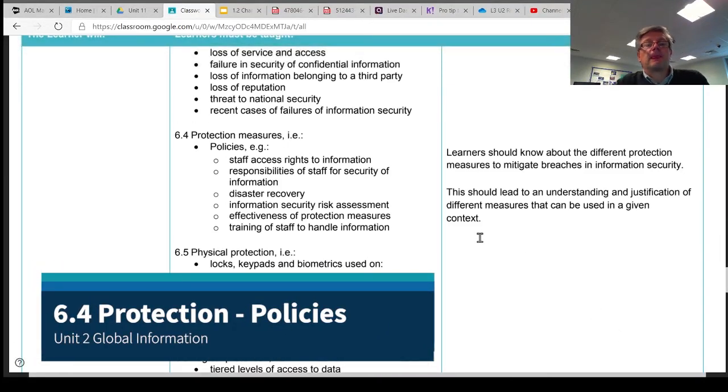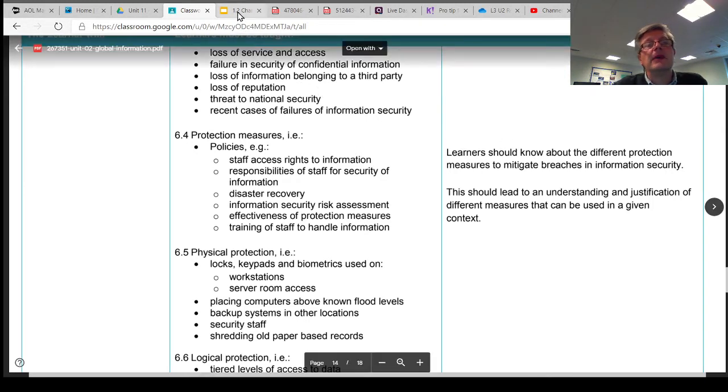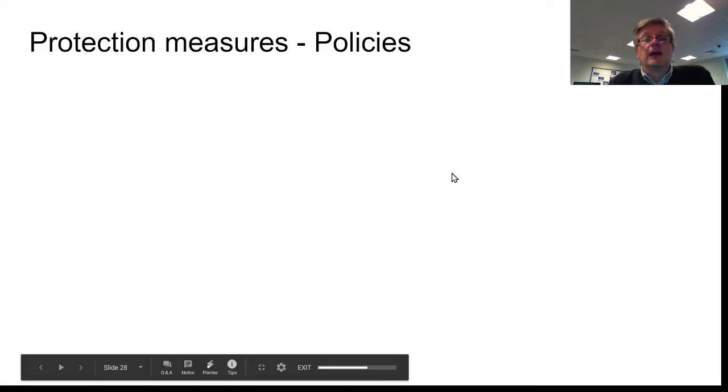So 6.4 and 6.5 and 6.6 all look at the different ways organizations can protect themselves so that the risks are mitigated and the impacts are hopefully, if not completely done away with, at least minimized as much as they can possibly be. So 6.4 is about the protection measures, physical and logical and policies that can be put into place by these organizations. So we looked at policies in a previous topic.